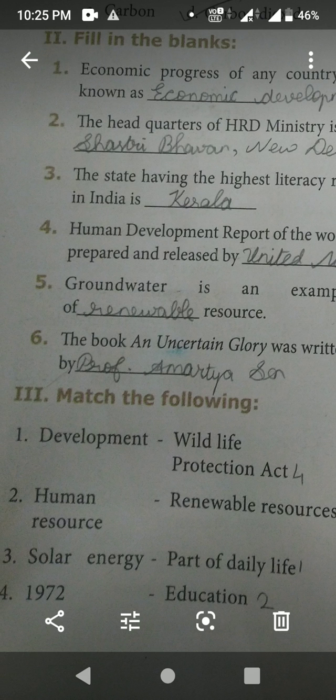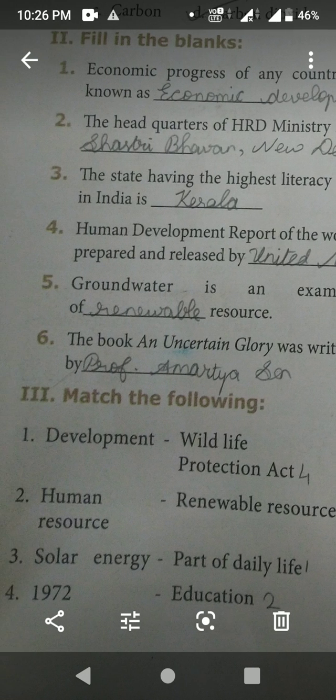Next, fifth question. Groundwater is an example of dash resources. Renewable. Sixth question. The book An Uncertain Glory was written by Professor Amartya Sen. Okay, he is an economist.